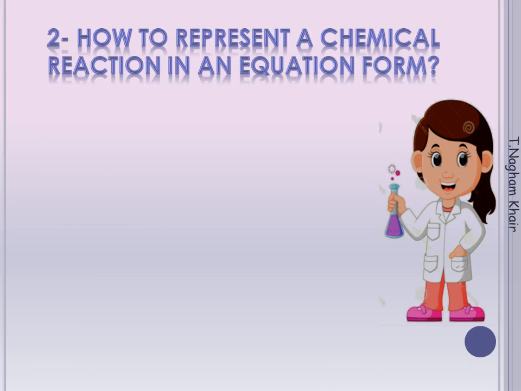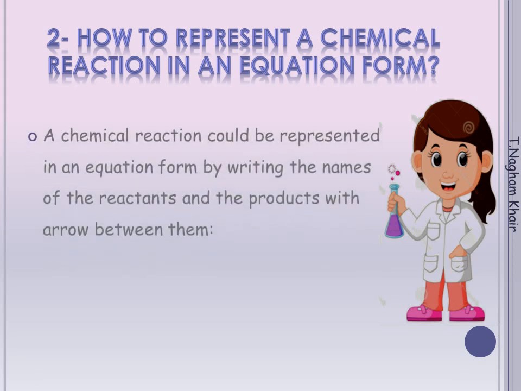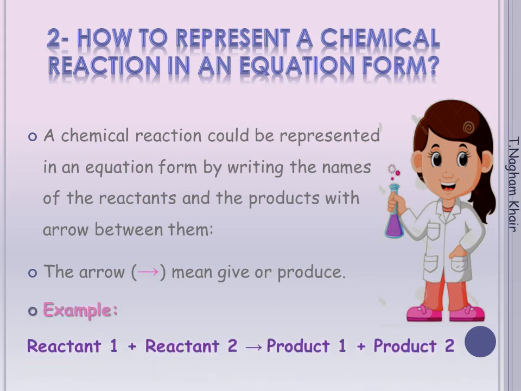How can I represent a chemical reaction in an equation form? A chemical reaction could be represented in an equation form by writing the names of the reactants and the products with an arrow between them. The arrow means give or produce. For example, I will write reactant 1 plus reactant 2, arrow, product 1 plus product 2. Of course, using their names.